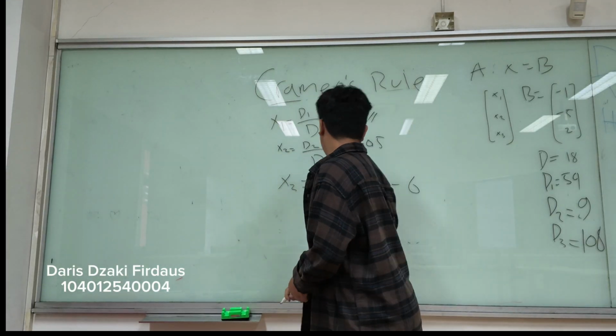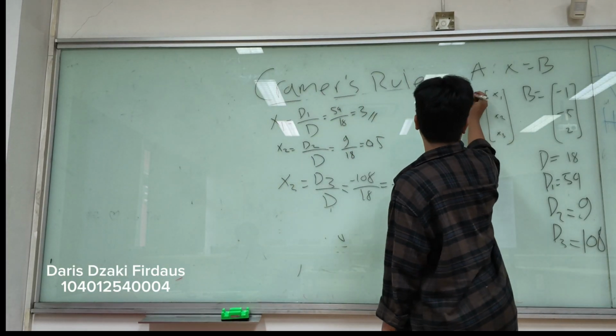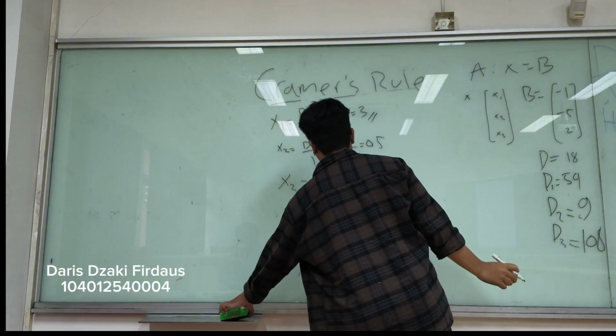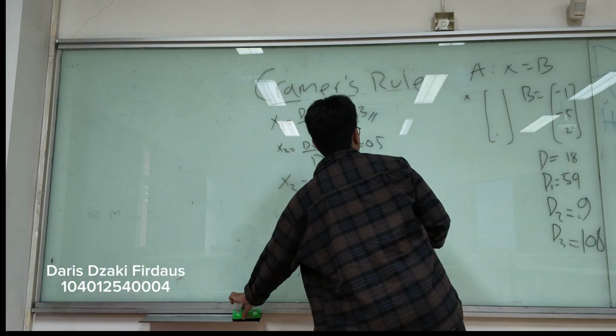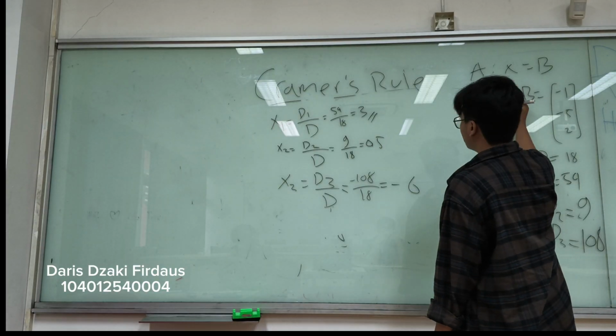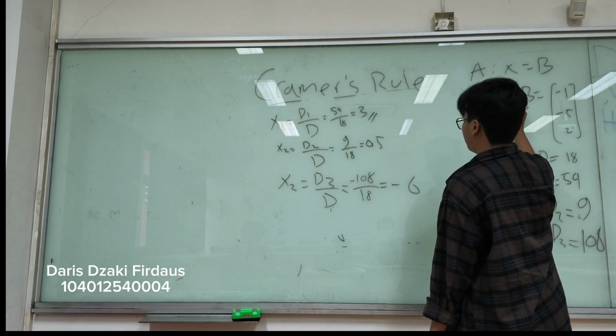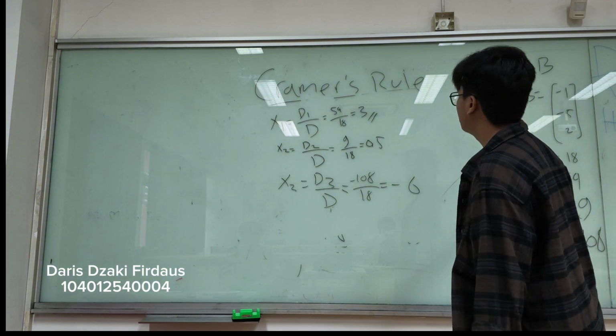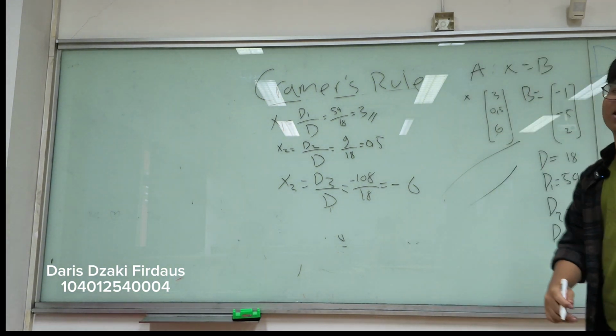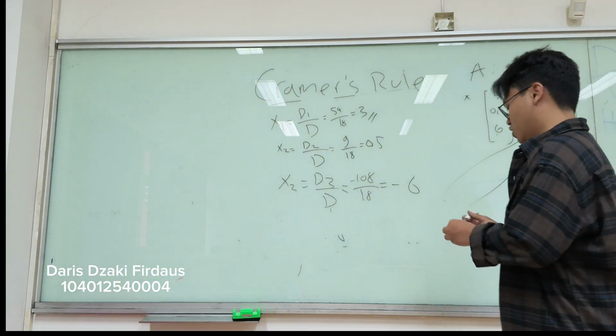So we have x1 is 3, x2 is 0.5, and x3 is minus 6. So that's all for the Cramer's rule.